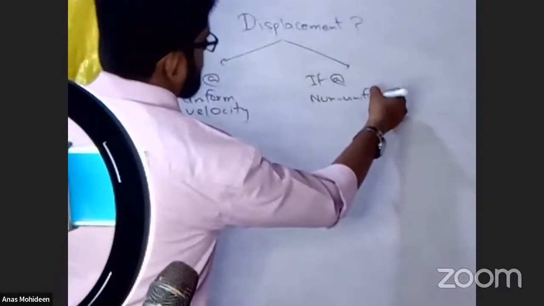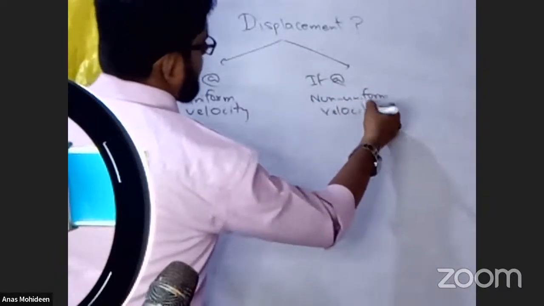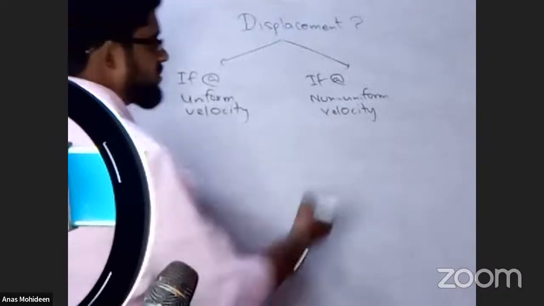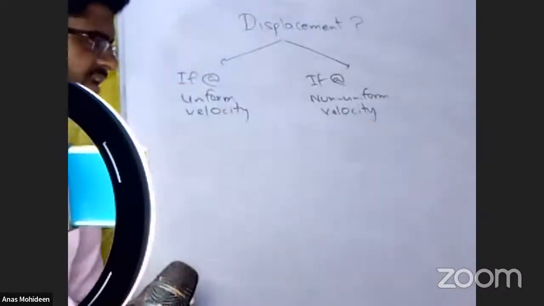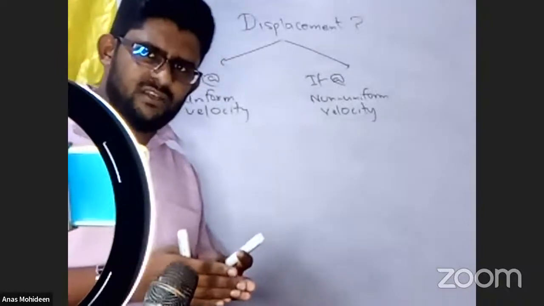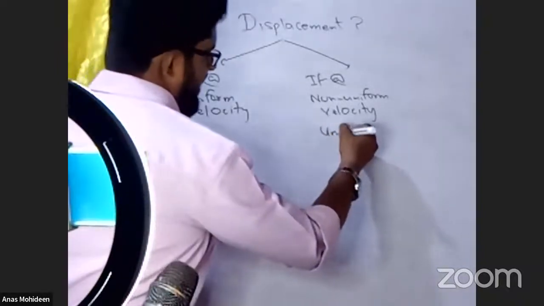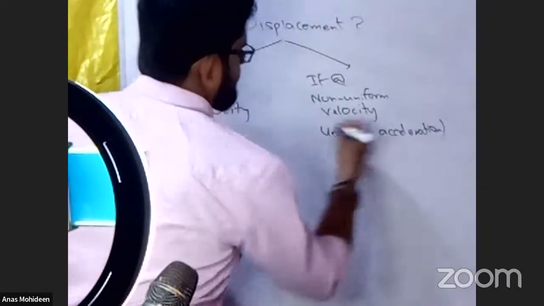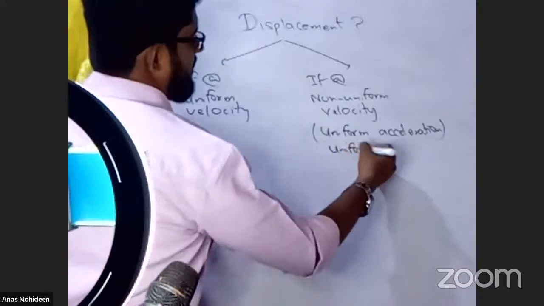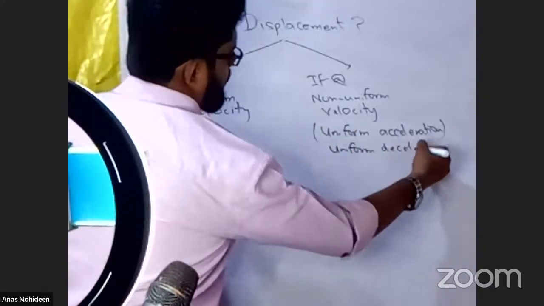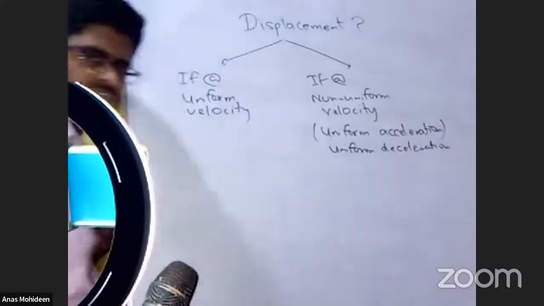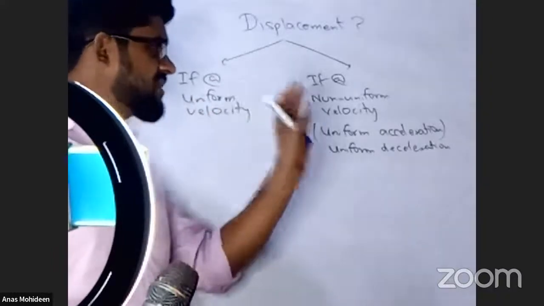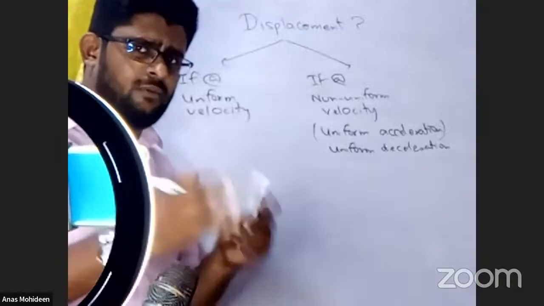non-uniform velocity. Non-uniform means not uniform, not the same. So non-uniform velocity I can refer to as the changing velocity. It may be either increasing velocity, uniform acceleration, or else decreasing velocity, uniform deceleration. So uniform velocity is the same velocity the object is moving with, and uniform acceleration or deceleration is increasing or decreasing velocity the object is moving with.